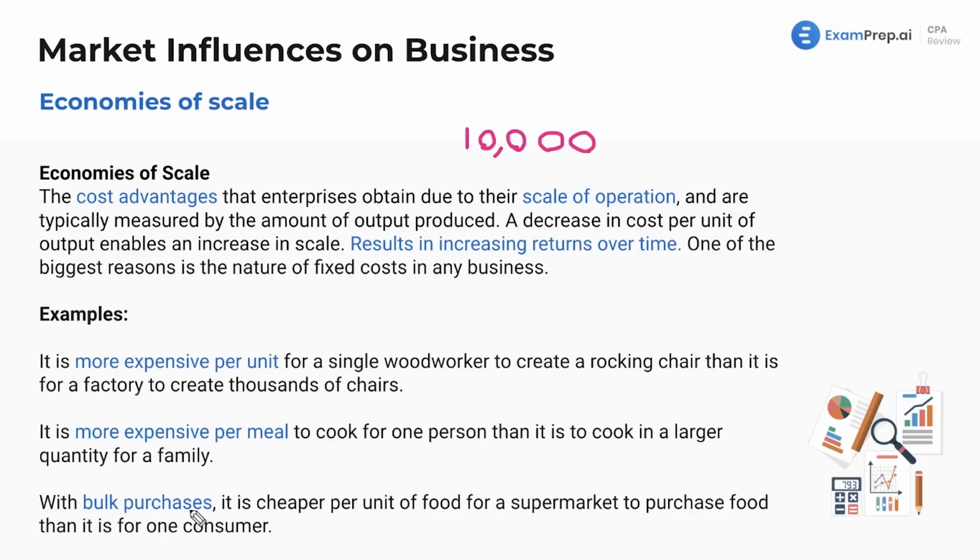So with bulk purchases, it's cheaper per unit of food for a supermarket to purchase food than it is for one customer. So per unit, sure, your Costco or grocery store is getting each good, each vegetable, each box of food much cheaper than you're buying it for. Sorry to say that. You're not getting as good a deal as the grocery store is.